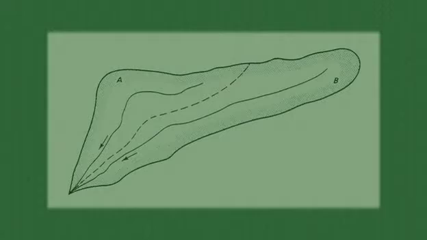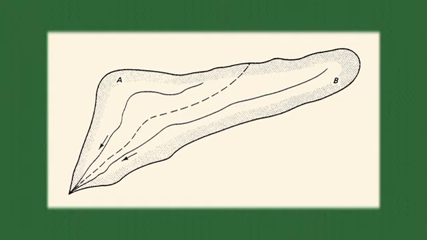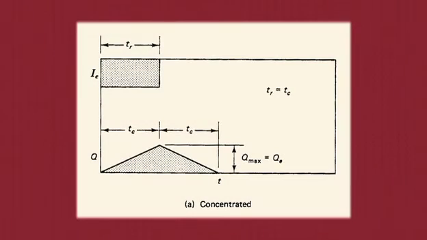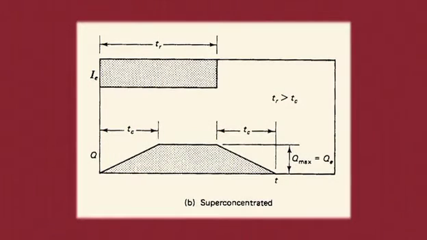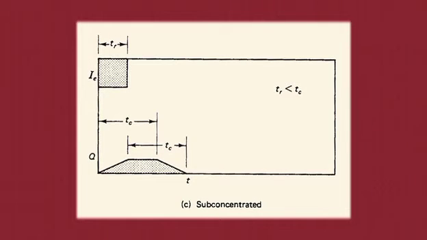A composite catchment drains two or more adjacent sub-areas of widely differing characteristics. Assume two sub-areas A and B, with times of concentration T sub A and T sub B, respectively, where T sub A is substantially less than T sub B. Sub-area A has the shorter time of concentration. Therefore, concentrated or superconcentrated flow is assumed to start. Sub-area B has the longer time of concentration. Therefore, subconcentrated flow is assumed.